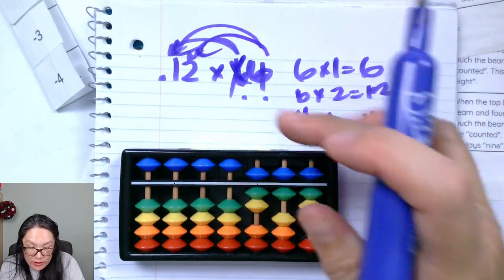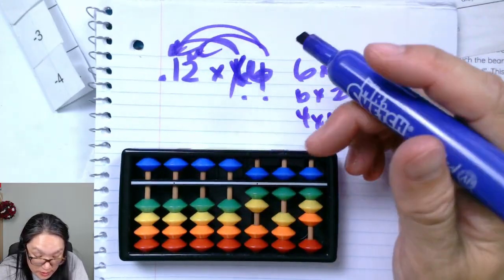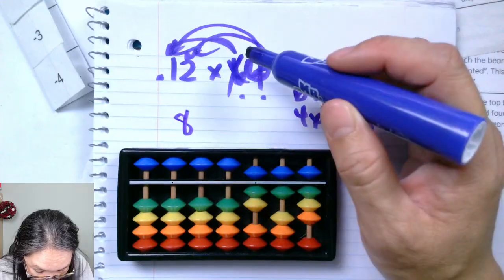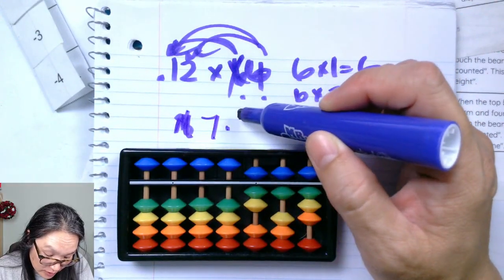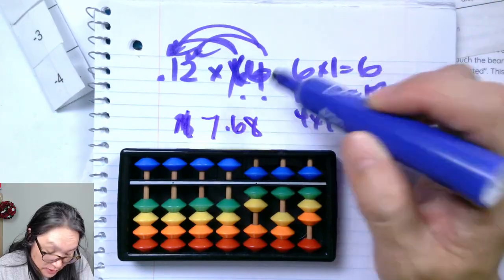So my final answer is 12% of 64 is 8%? No, 7%. 7.68.